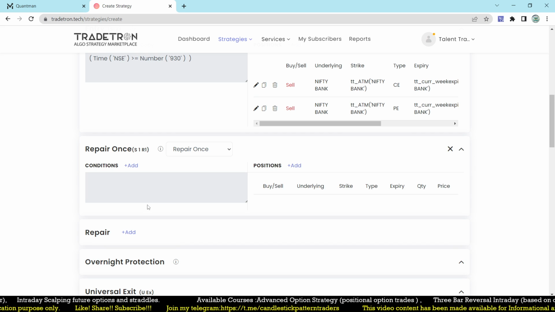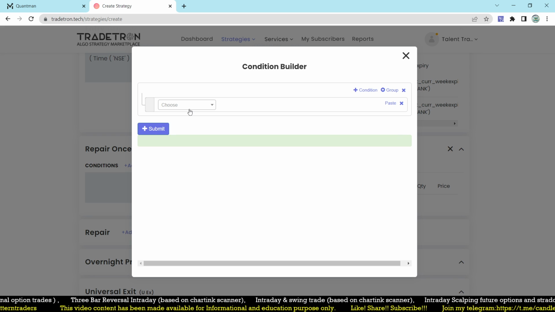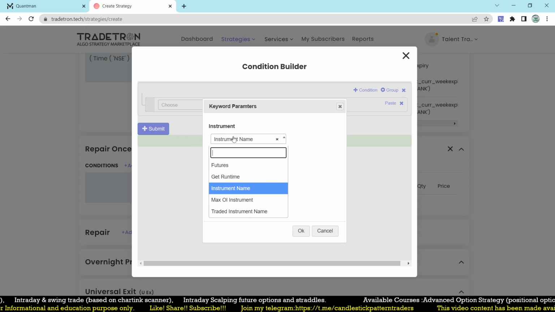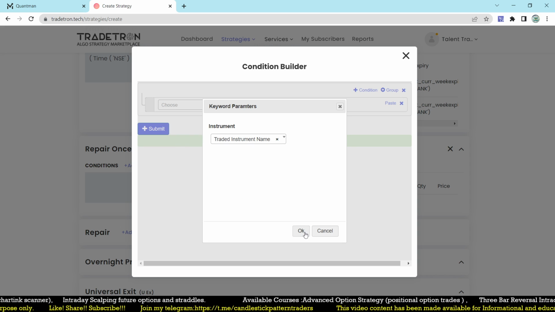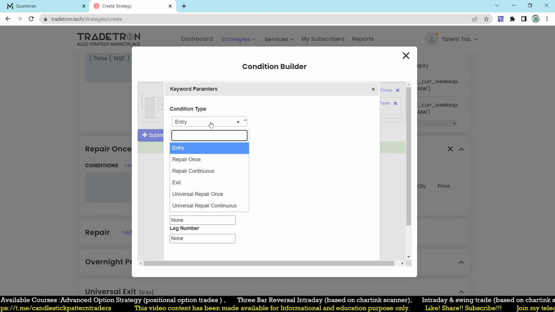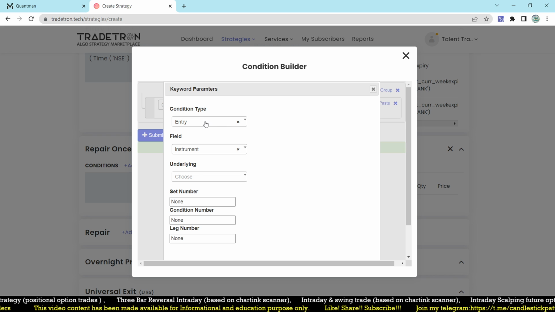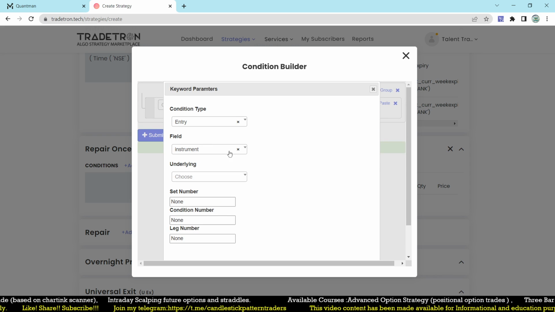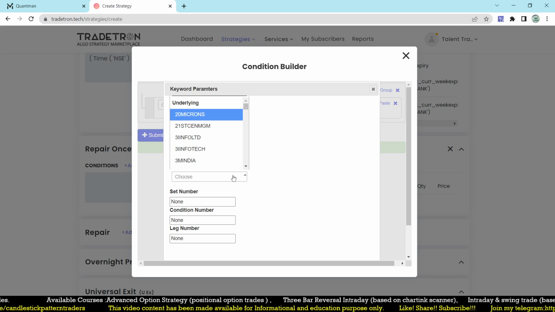So what must it do? How to make a stop loss? For example, what was the trade you have done earlier? So the LTP of the traded instrument, that means the instrument that already got traded. Where it is traded is the entry price. So I check the entry price and LTP, and I'm going to select the underlying, that is Nifty Bank.